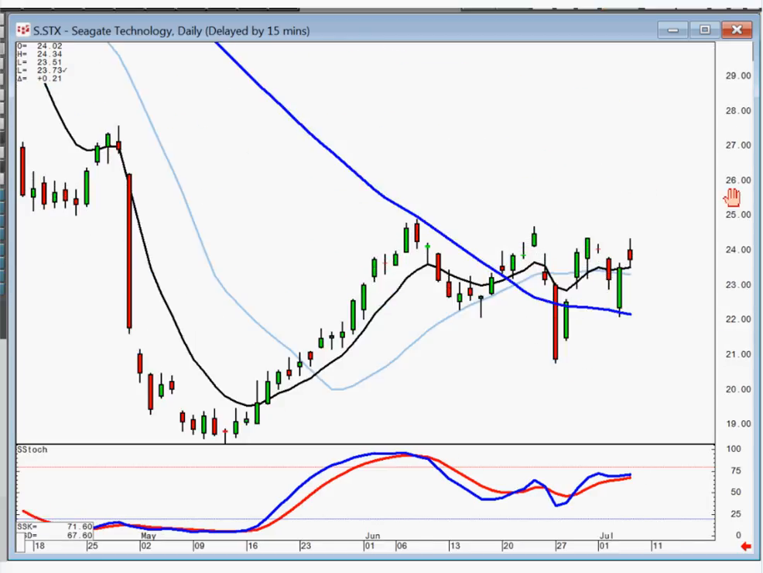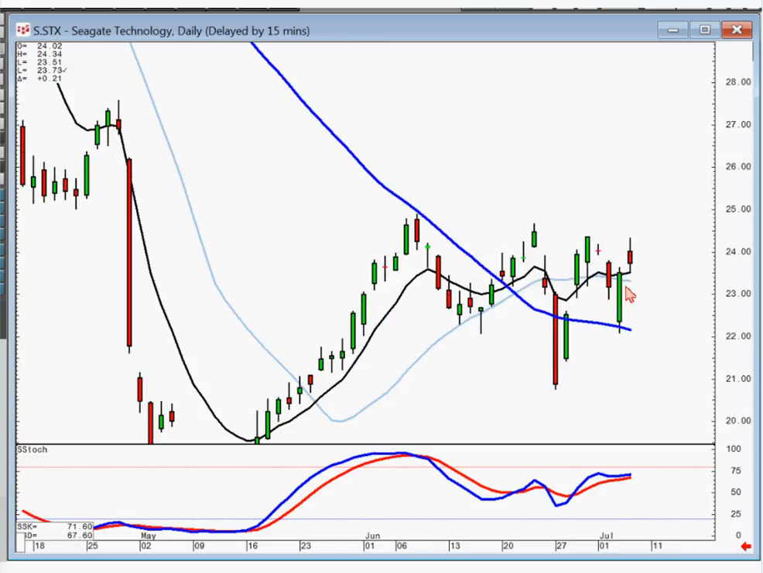STX, another one that is set up very nicely. You've got the piercing signal, belt hold type signal. If it trades back up through this level, you want to be buying aggressively. Now you have wave 1, wave 2, heading into wave 3.